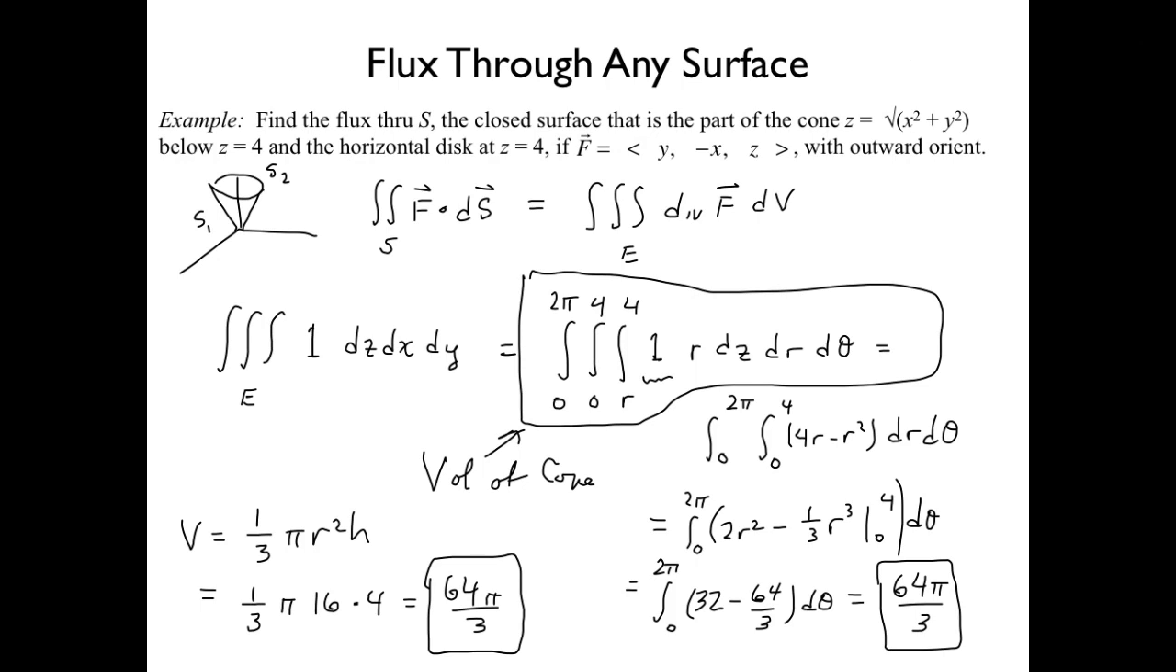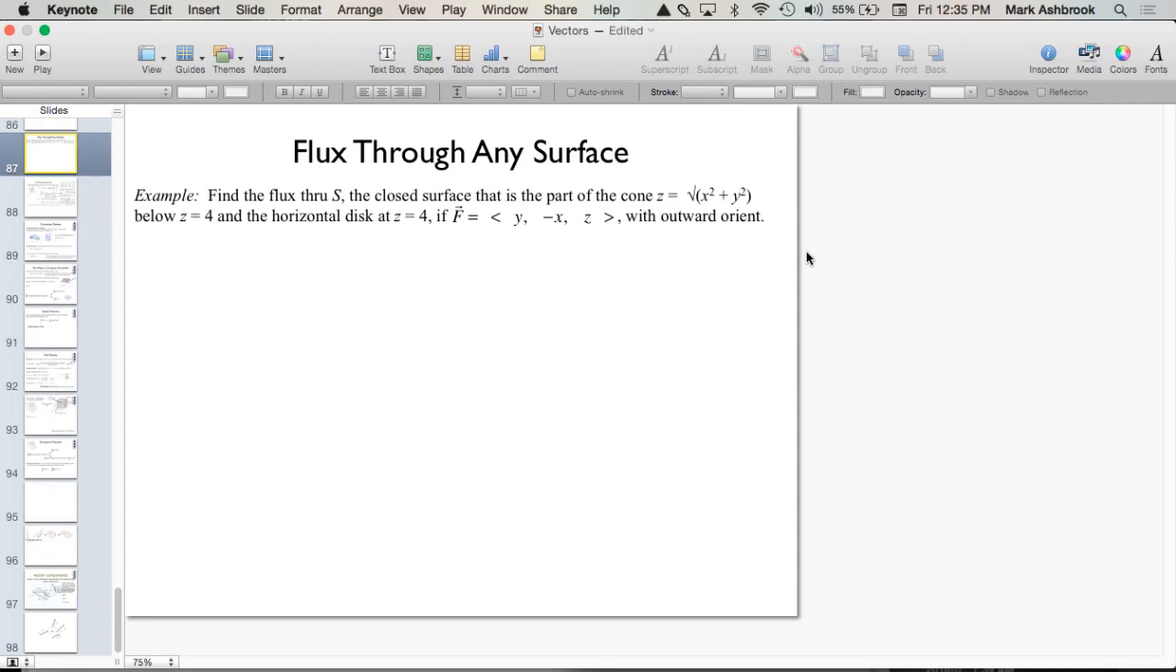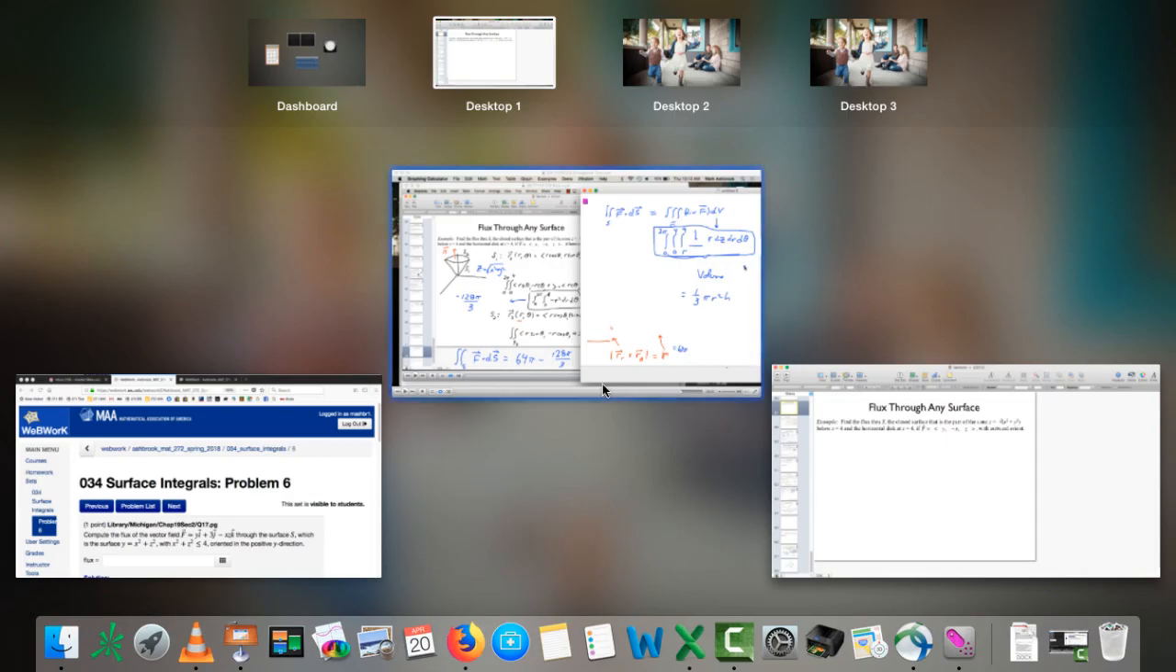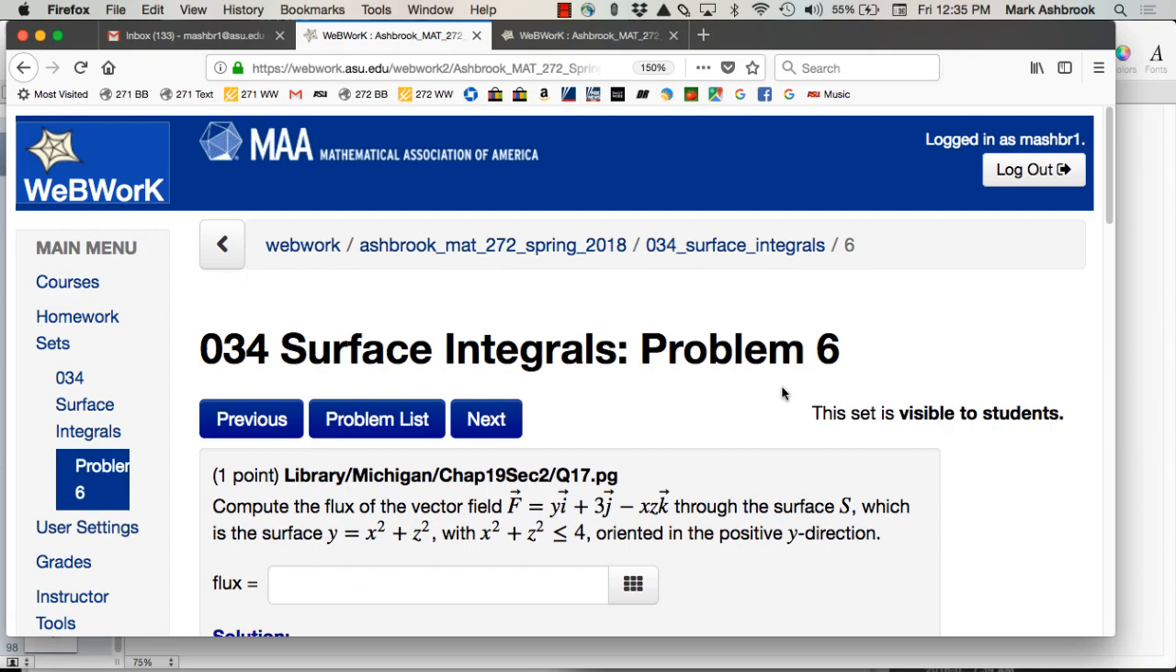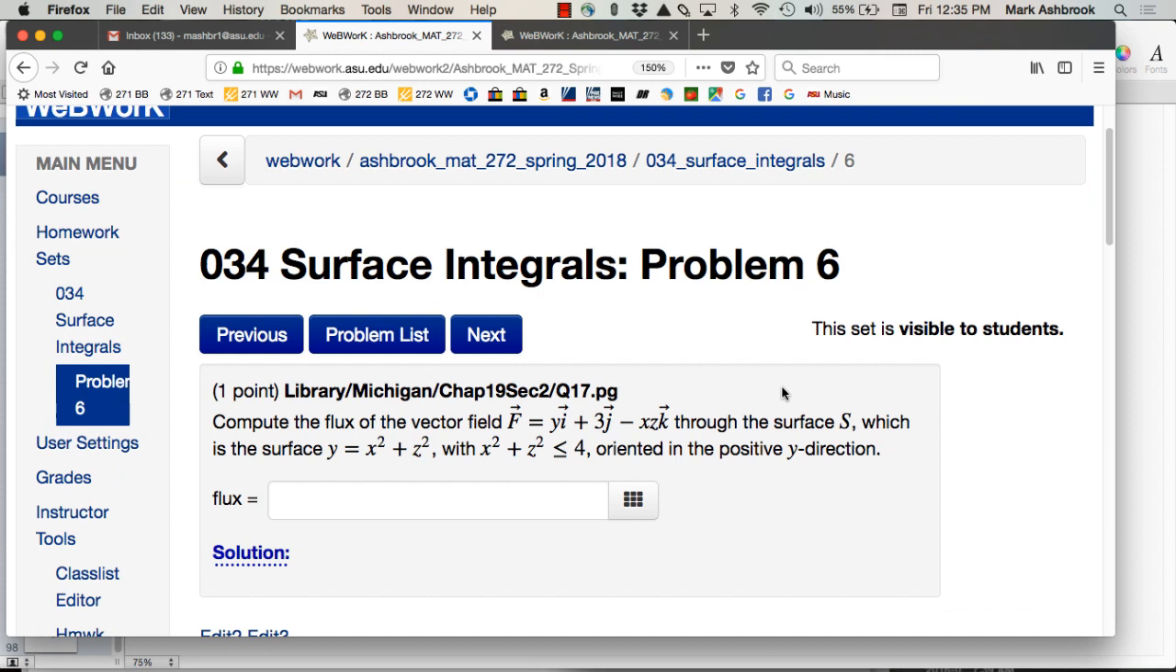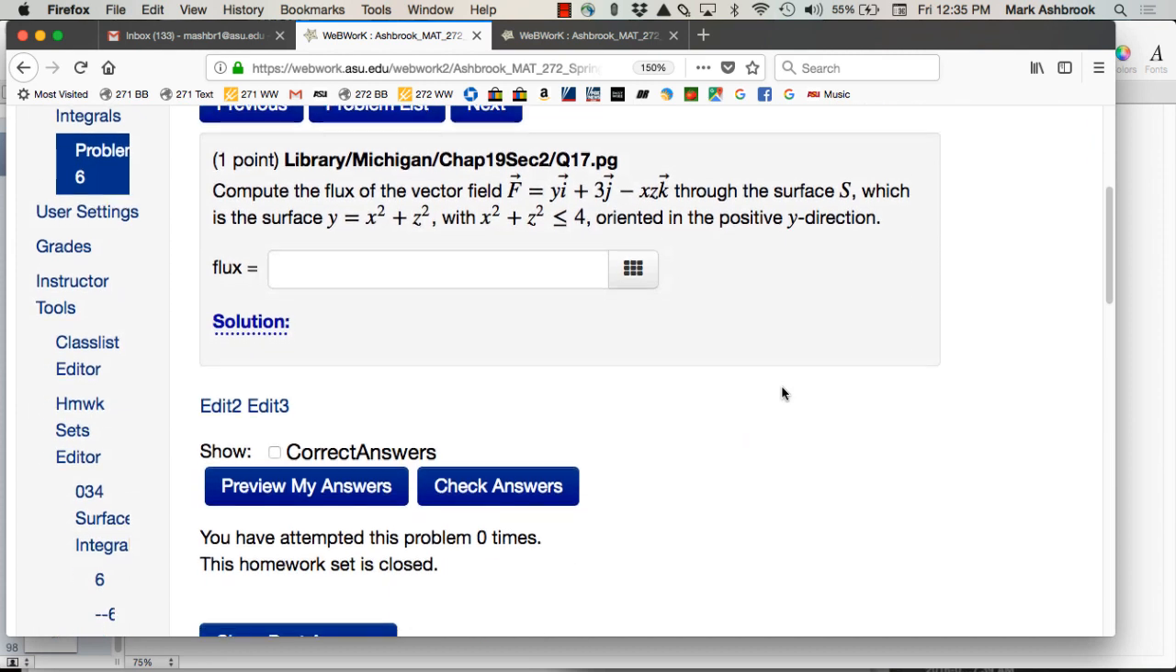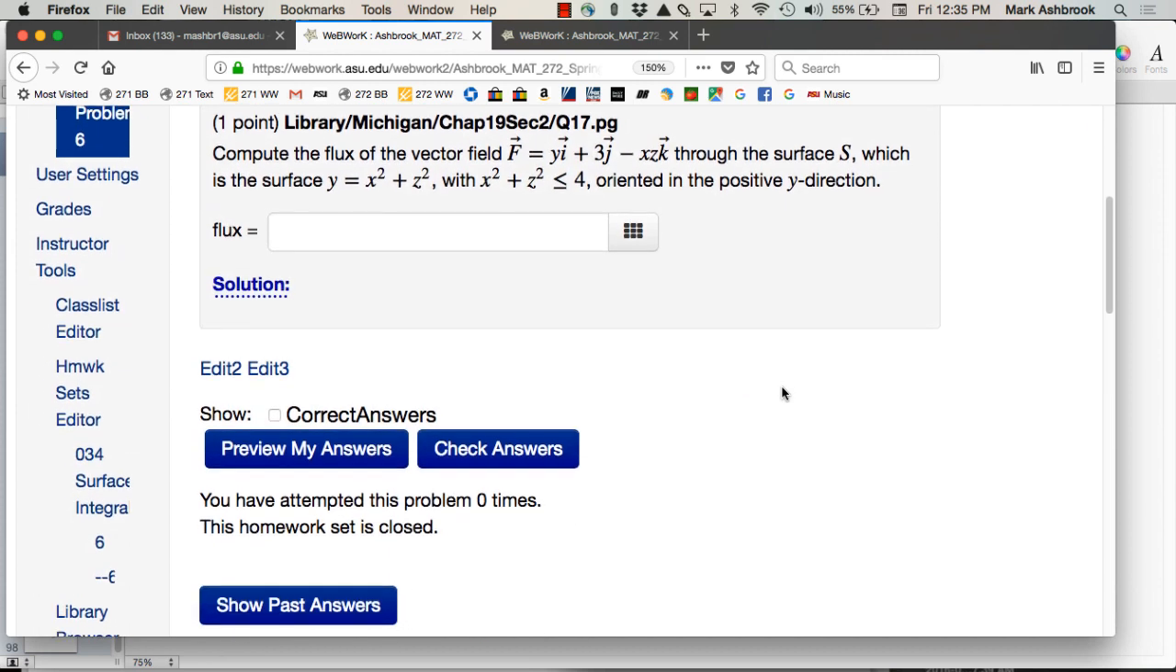All right, so I'm going to look at one more example. Are we good on this one? So this is from Monday's homework, or Wednesday. It's Wednesday, the one I extended. Let's look at this. Compute the flux of the vector field through S, which is the surface y equals x squared plus z squared within x squared plus z squared less than or equal to 4.